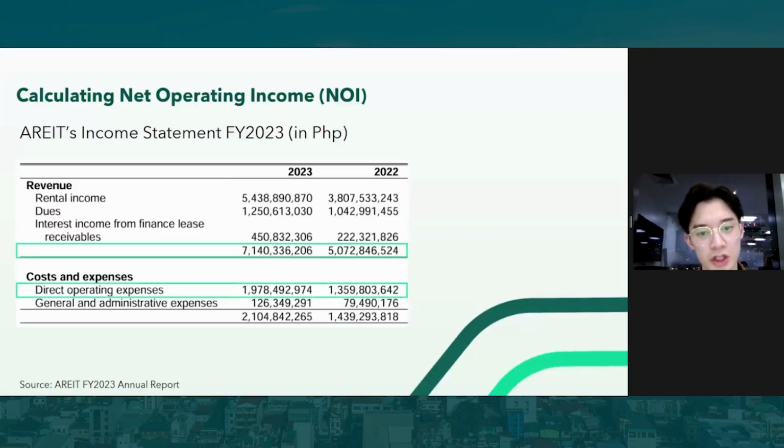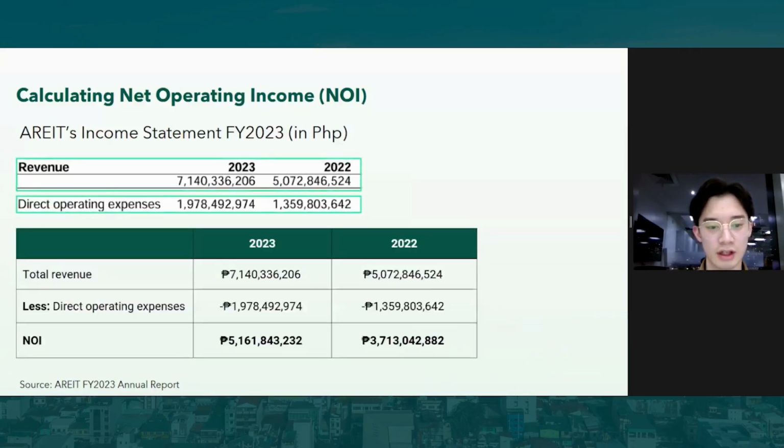So using A-REIT's 2023 income statement taken from its annual report, we would only need to take its revenue of 7.14 billion and direct operating expenses of 1.98 billion. Once we have this, we can easily get net operating income. All we have to do is subtract the direct, next slide, please. Okay, so here, once we have those two figures, all we have to do is deduct direct operating expenses from total revenue, and that will give you an NOI of 5.16 billion for 2023.